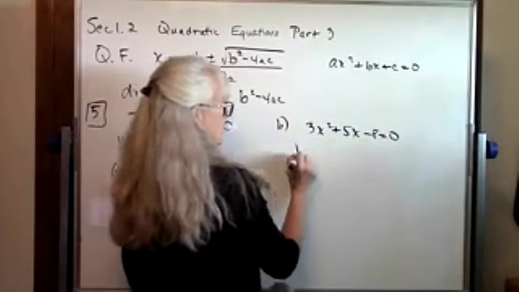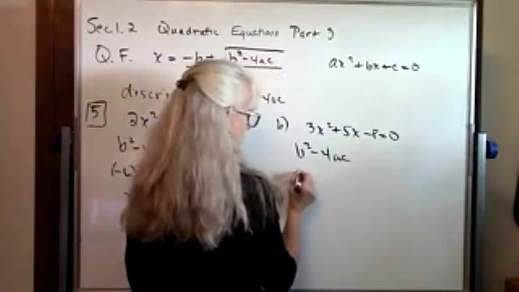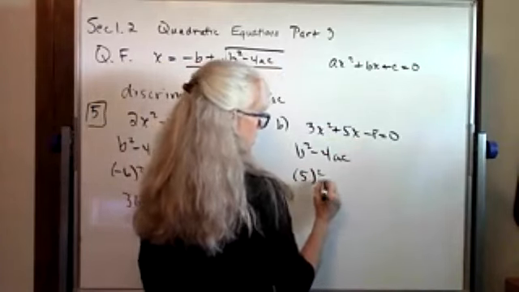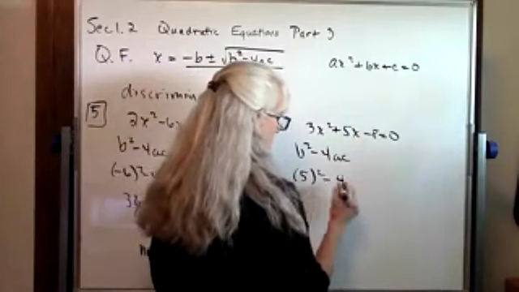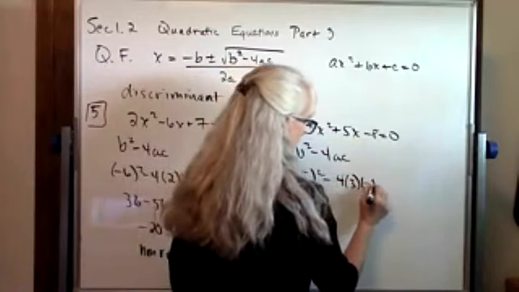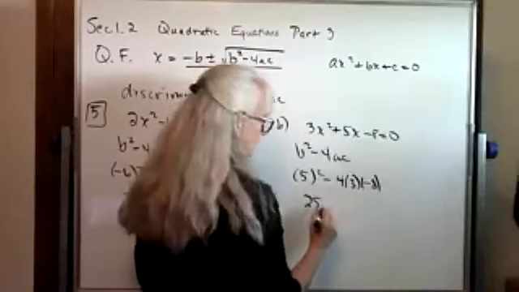So again, looking at the b squared minus 4ac, that would be 5 squared. For the first time, it's a positive 5 squared. Doesn't make a difference. It's going to be a positive number. Minus 4 times 3 times negative 8. So that would give me 25. The negative times the negative is going to make that a positive.